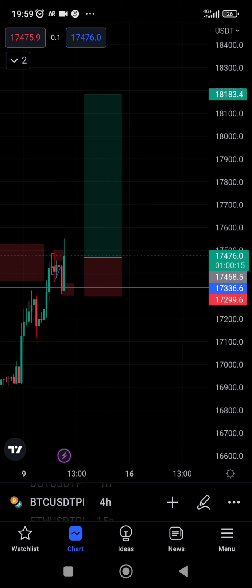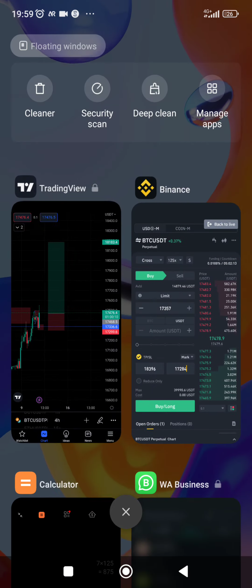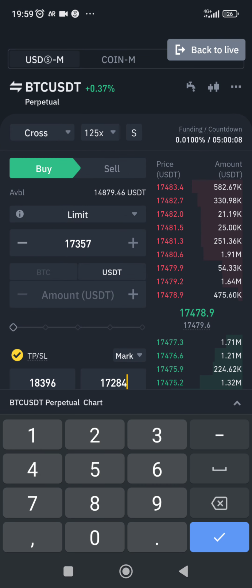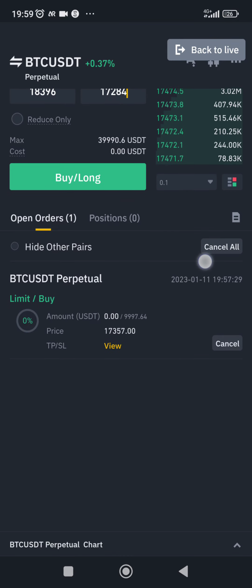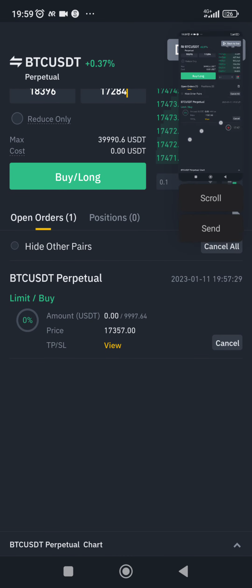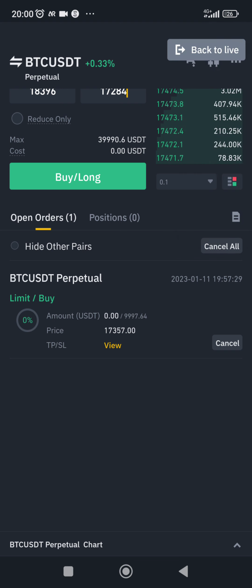Once you see it, screenshot this page like this. Then when you place the order here on Binance, come to these orders, open orders here, and screenshot these two. Now send the two pictures to the group chat, this one and the other one. So that is your assignment.